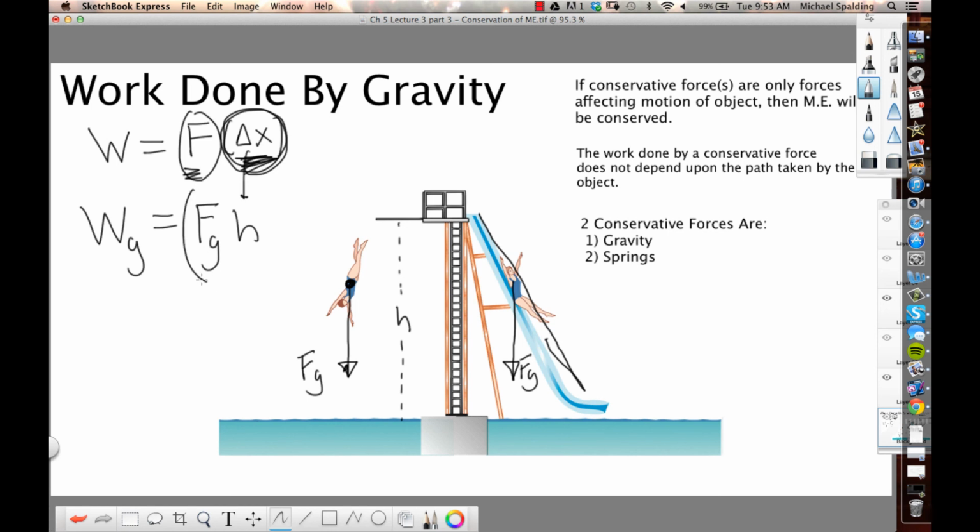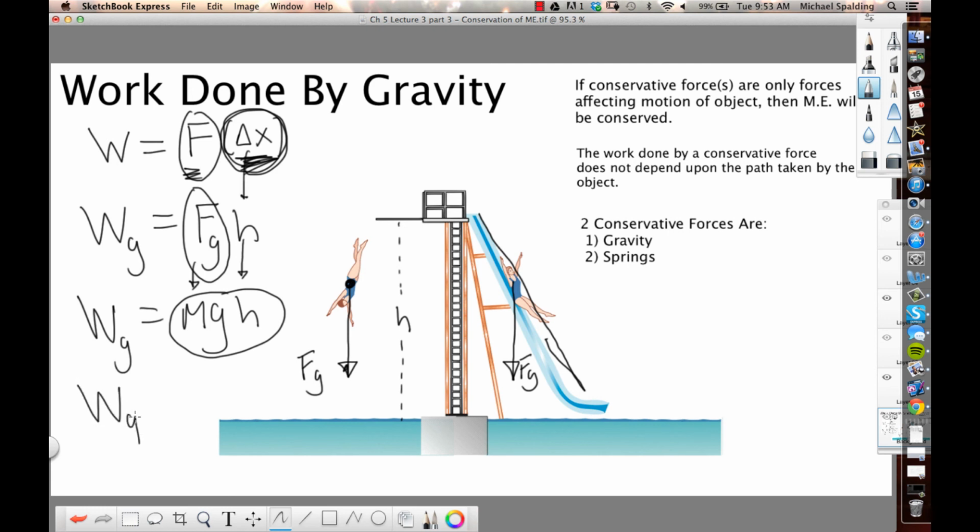What's the equation for force of gravity? It's mg. So watch, bring that down. Force of gravity is mg. Ready for it? Bring the h. What is mgh? It's potential energy. So here's what I want you to put in your brain: work of gravity is equal to the potential energy of gravity.